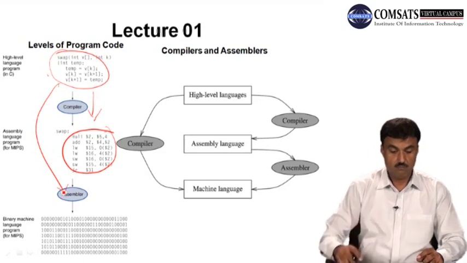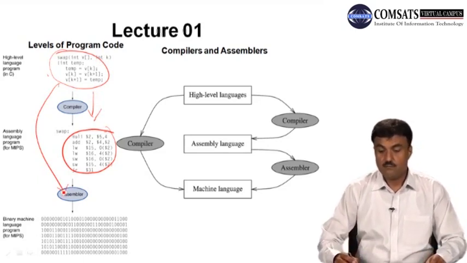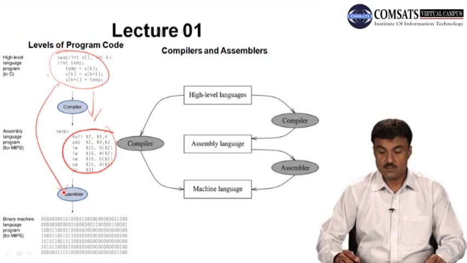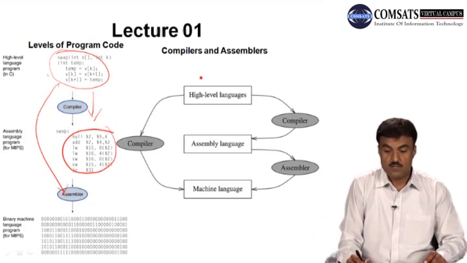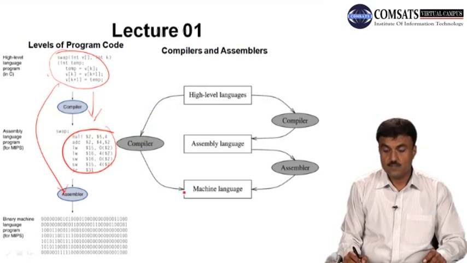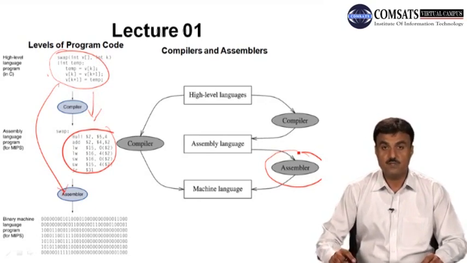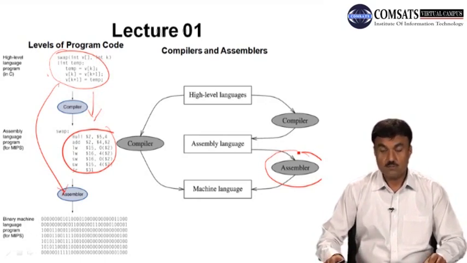Or the compiler directly converts this code into binary language or machine language. There are different components that we discussed in the previous lecture. We have programs in high level languages and we need compilers. The compiler converts the high level code or source code into machine language, or from high level language to assembly language. And we need an assembler. During this course we will discuss the assembler and learn about assembly language. For conversion from assembly language to machine language, we need an assembler.